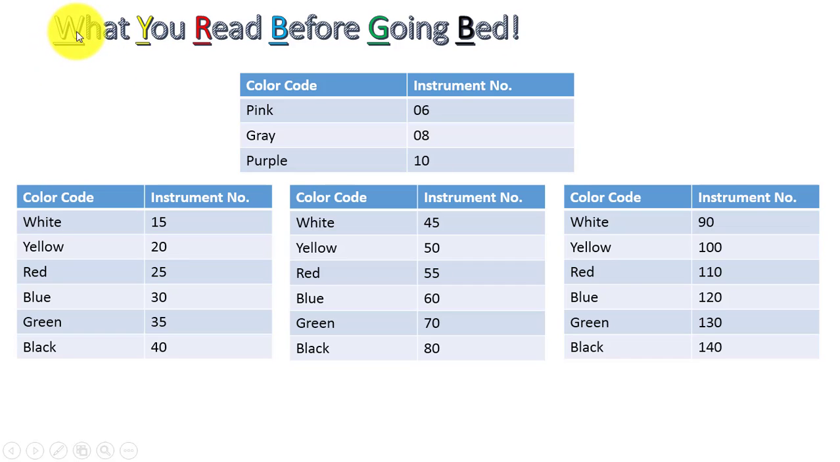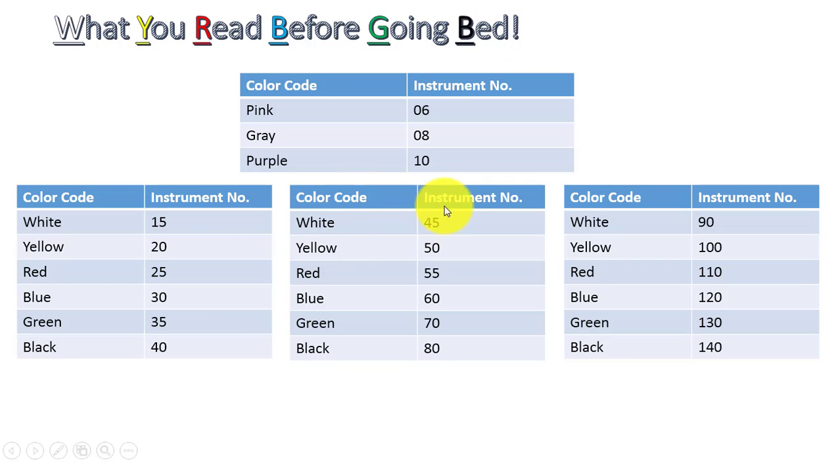W means white, so number 15 is white. Y means yellow, number 20 is yellow. R, 25 is red. 30 is blue, B for blue. G, 35 is green. And 40 is black, or B.